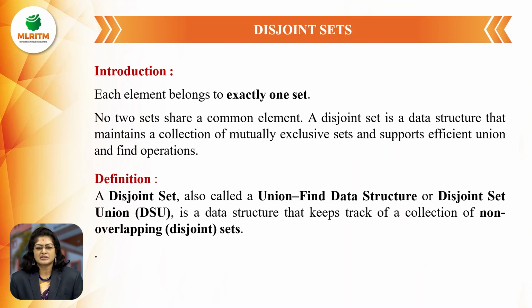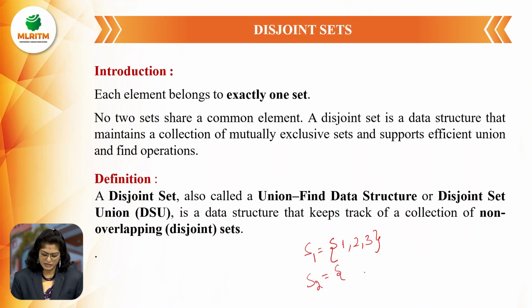In discrete mathematics, we have been learning about sets since childhood. So, what is a set? A set is a collection of elements. Take two sets, S1 equals 1, 2, 3 and S2 equals 4, 5, 6. This is the S1 set and this is the S2 set. When we take the intersection of S1 and S2, we get phi, because there is no common element in S1 and S2.